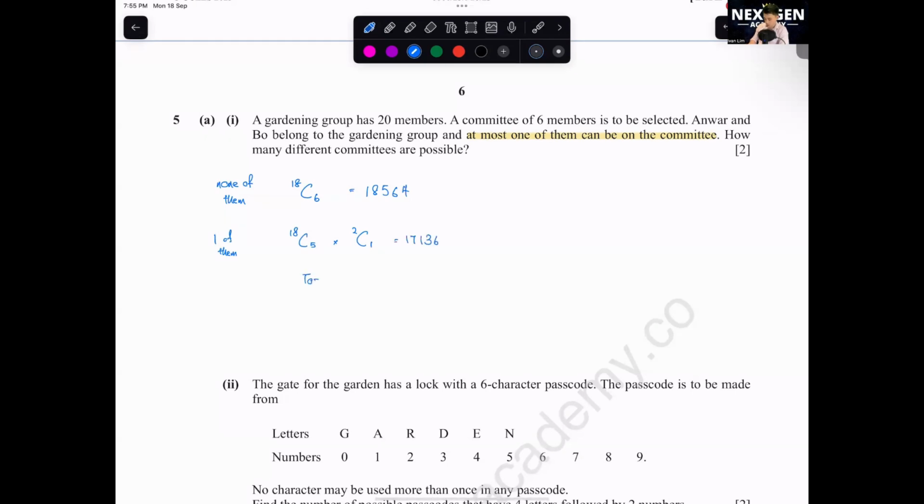Then we get 17136. Your total arrangement is 18564 plus 17136. You will get 35700.